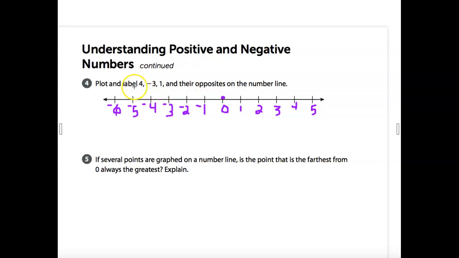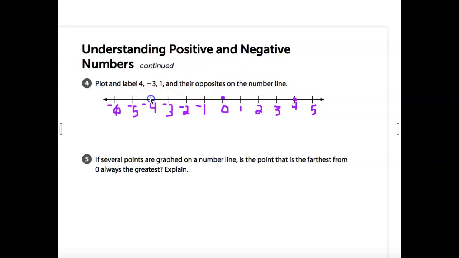All right, it says plot and label 4 and its opposite. All right, well, you know to plot 4. Now, the opposite of 4 is what?